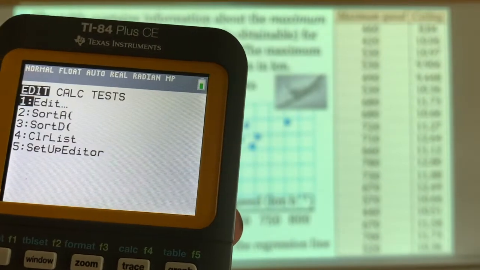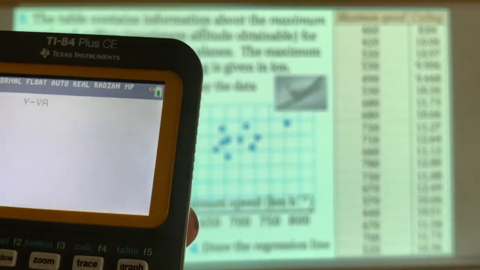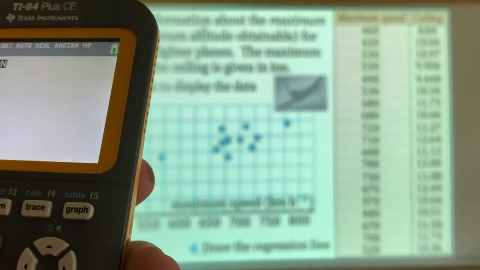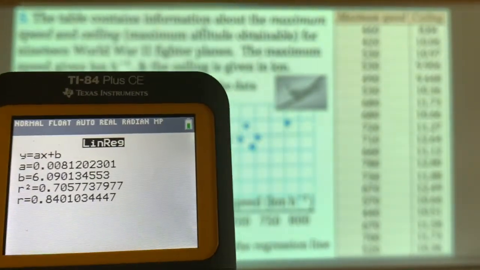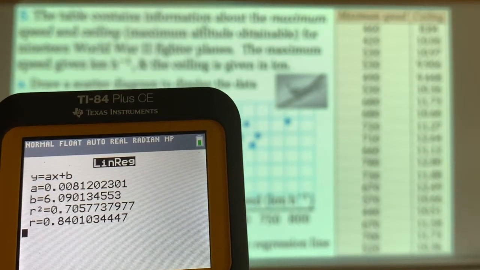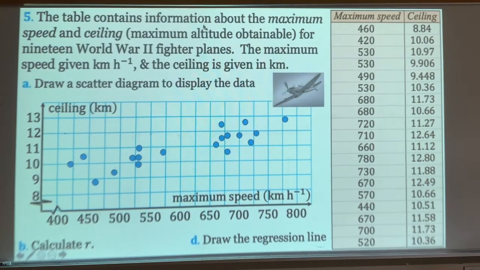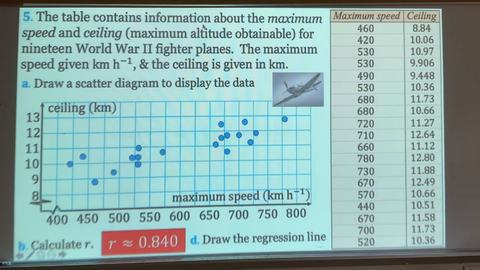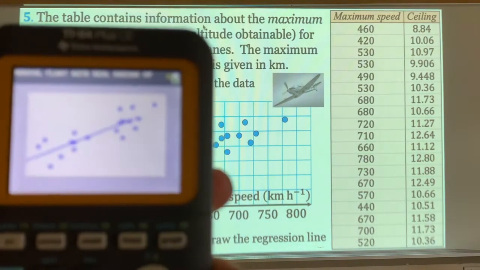I'm going to go now to Stat, Calc, LinReg. I'm going to calculate my R. Before that, I am going to store this so I can go check my scatter plot in a second. Calculate. And this tells me about my R that I got before I check my answer is 0.840 and the regression line is y equals 0.00812x plus 6.09. I'm crossing my fingers, hoping that it's true. R 0.840. Whoa! Nice. I'm going to go to Zoom, 9, Zoom Stat, check my graph and my regression line.